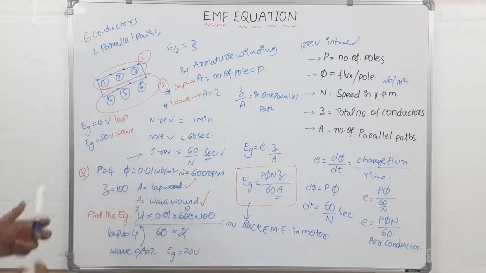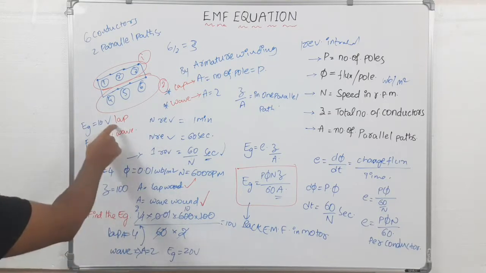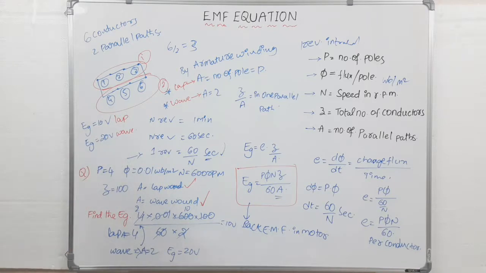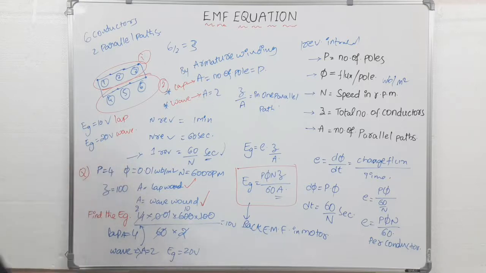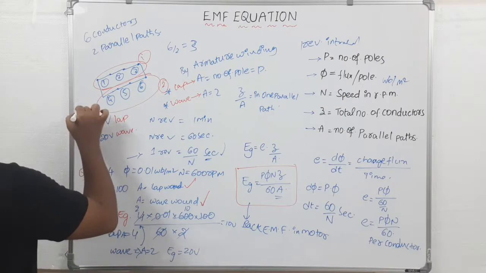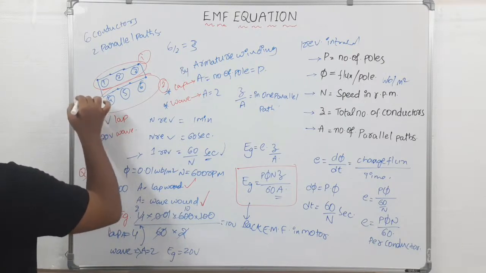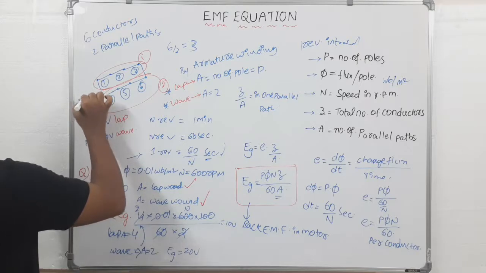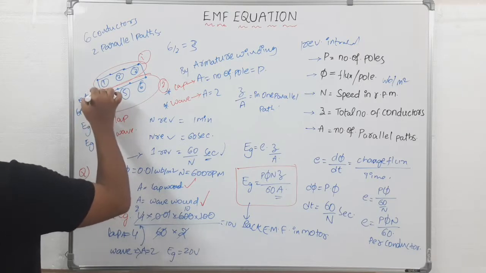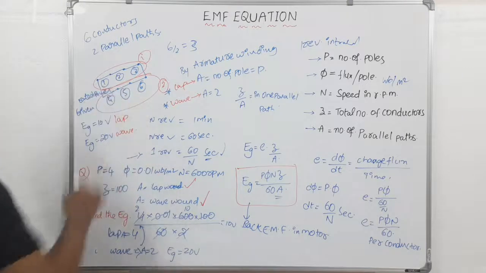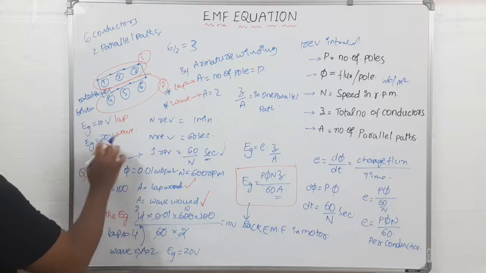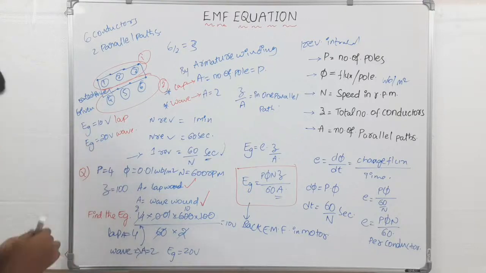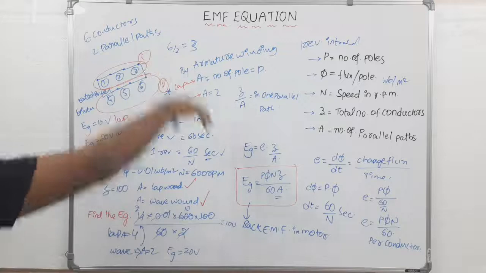We can clearly observe that in lap winding voltage is low and current is high, and in wave winding voltage is high and current is low for a given rated power. For rated values, the lap wound machine gives 10 volt, and the wave wound machine gives 20 volt. So these are all the important points in the EMF equation.